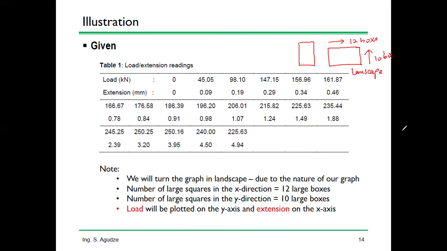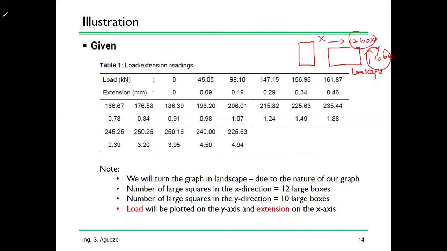If that is the case, remember the load is going to be plotted on the y-axis and the extension on the x-axis. So if we are calculating for the x-axis, which is the extension, we'll use 12 boxes. Is that okay? And then for the y-axis, we are going to use 10 large boxes or large squares. Okay? So that is the important thing you have to first decide on.